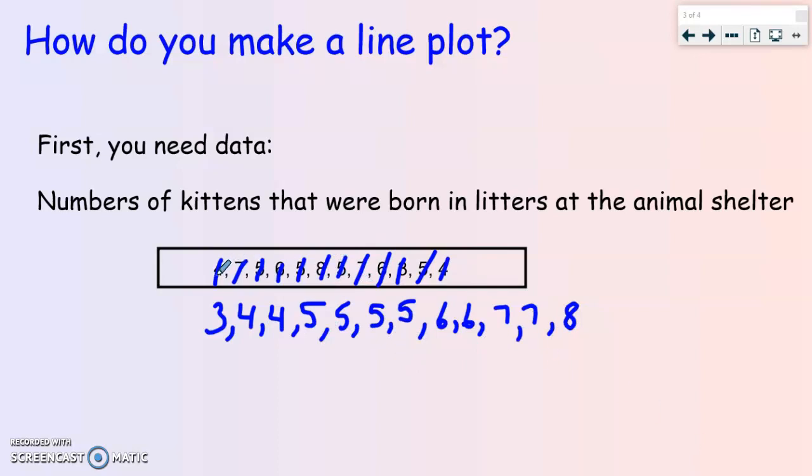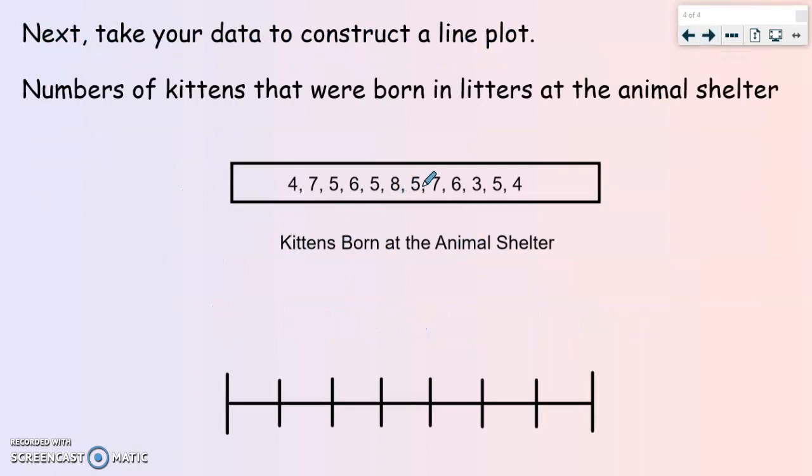Okay, and I had 12 data points originally, and 12 now. So I double checked my work. I did copy everything over. All right, so I still have it in that original setup, but now we're actually going to take that information and put it on our line plot.